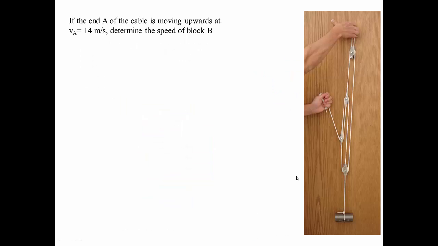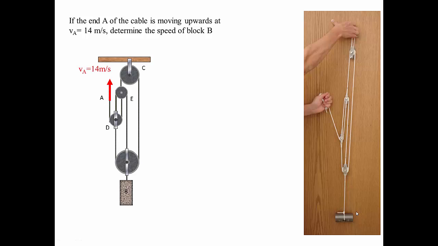Let's look at another one, a little bit more complicated. If the end A of the cable, right here where this hand is moving upwards at a velocity of 14 meters per second, we want to find the speed of block B down here at the bottom. Again, we go through the same steps. Here's a simpler schematic showing what's happening with these pulleys. There's 3 separate cables in this case. There's cable 1, cable 2, and cable 3.